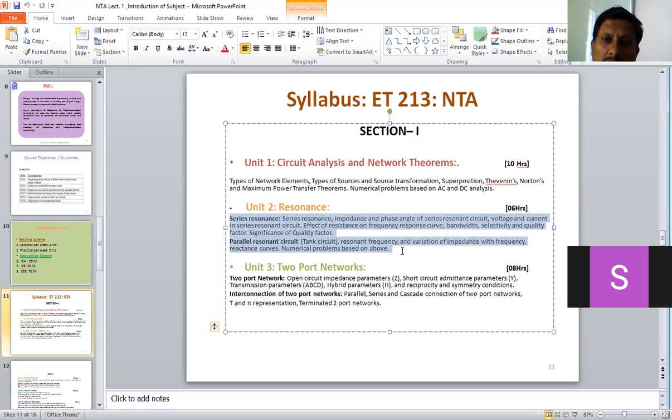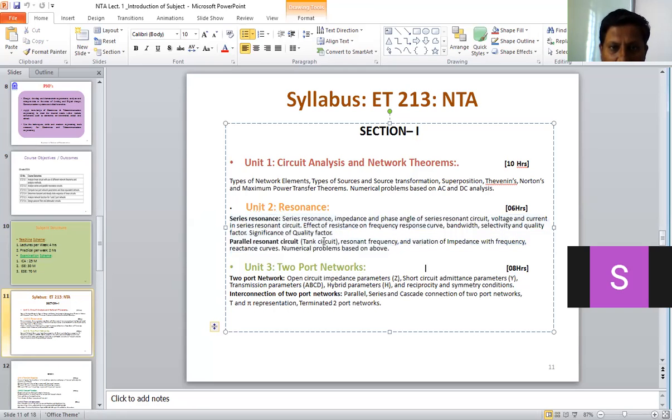As per the university syllabus, a minimum of 6 lectures will be required to complete it. As we are solving the numerical examples also and discussing derivations in detail, we require minimum 7 to 8 lectures to complete this unit number 2.